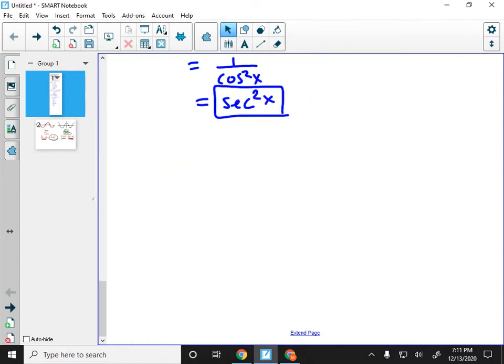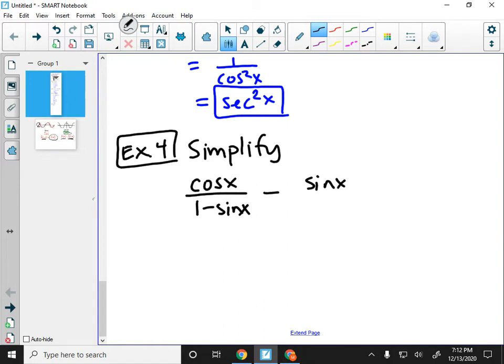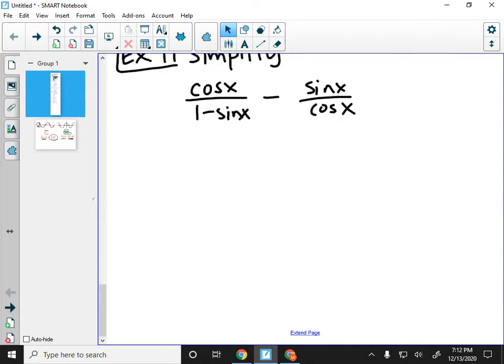Okay, let's try another one. So we are going to keep simplifying. We're going to have cosine of x over 1 minus sine of x minus sine of x over cosine of x. Okay, so here's where we have to remember we can't let the math police come out after us. The math police would say that if you are adding or subtracting two fractions, you absolutely have to have a common denominator. Right now I do not have a common denominator.